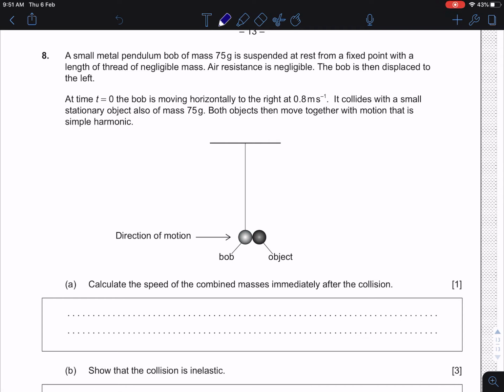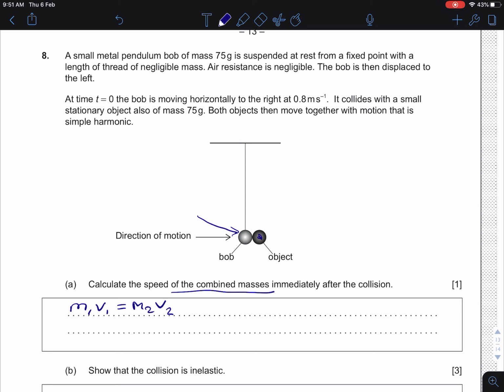Okay, this question is about a pendulum, but the first part is about the speed of the combined masses. You've got a pendulum bob which is swinging down and colliding into an object here. Generally, when you have a collision, it's a momentum question, so we're going to say that the conservation of momentum happens. So m1v1 equals m2v2.